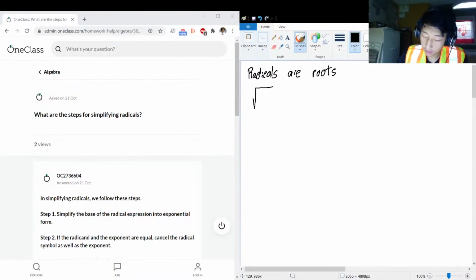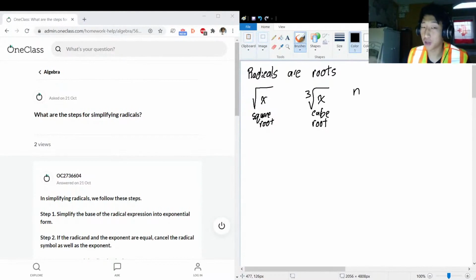Some of them look like this. We got something, maybe x. That's a square root. And maybe we have something like this. That's a cube root. And we might not have just 2 or 3. By the way, if you don't see anything there, it's a 2.